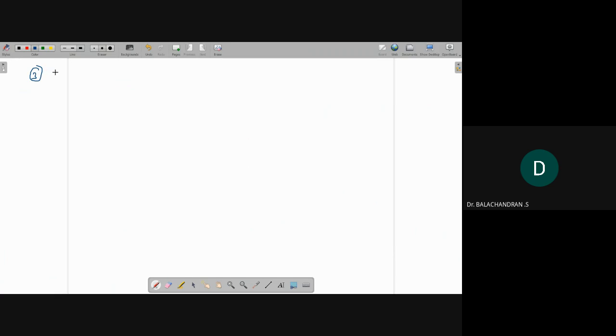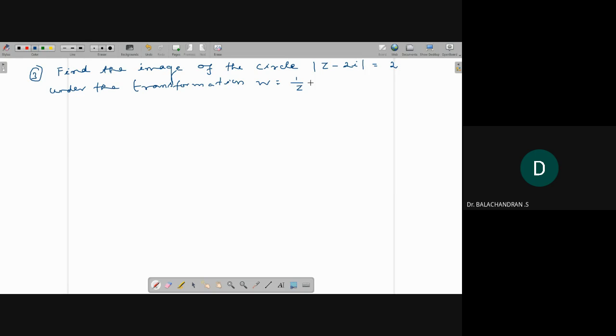Find the image of the circle modulus of z minus 2i equal to 2 under the transformation w is equal to 1 by z.